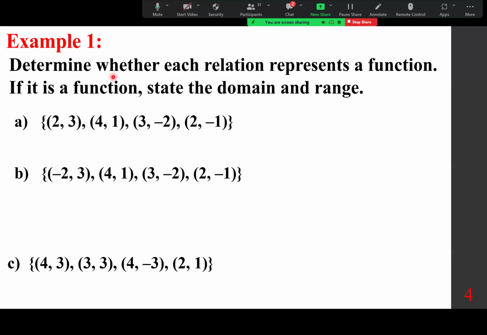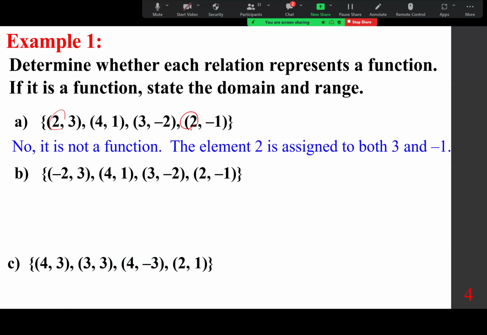Example 1: determine whether each relation represents a function. If it is a function, state the domain and range. When we look at part A, we notice 2 repeats. No, it's not a function. The element 2 is assigned to both 3 and -1. It is not a function.